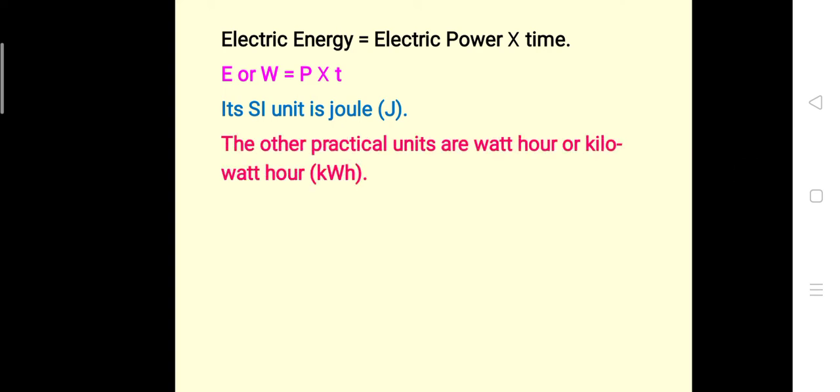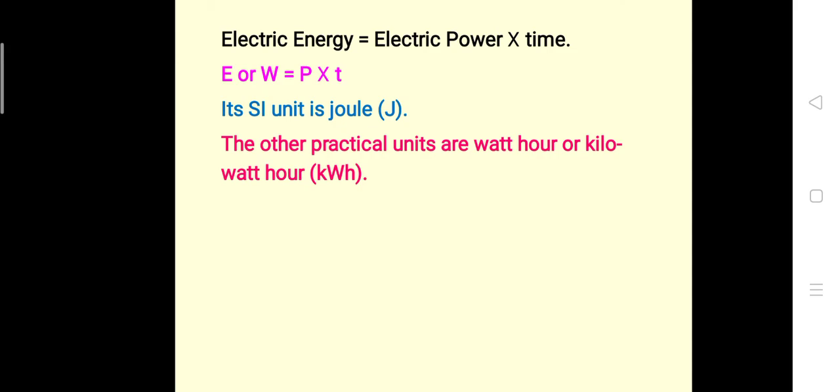So electric energy is equal to electric power into time, because electric power is VI and the formula of electric energy or work done is VIt. So its formula will be electric energy equals electric power into time. E or W, where E stands for electric energy and W stands for work, is equal to P, power, into time t. SI unit of electric energy is joule.